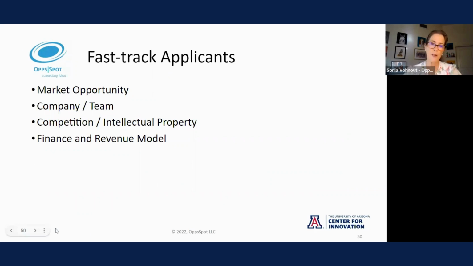So here for the fast track applicants, they're also going to be looking at your phase 2 commercialization plan. Those 15 pages, you can go in depth into the market opportunity, your company, your competition, intellectual property, and finance and revenue model. Next slide.